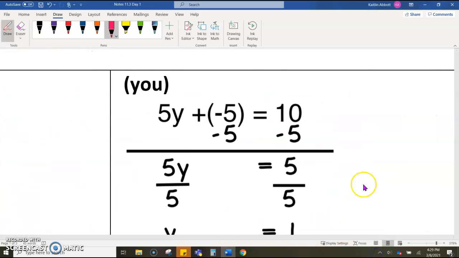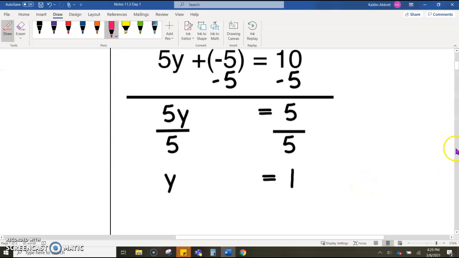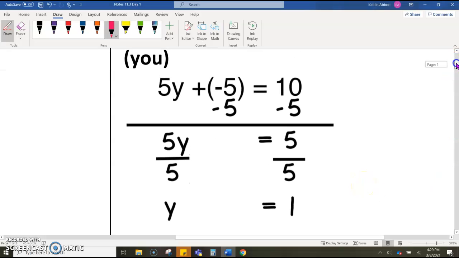Okay, now it is your turn to do your problem of the day on Nearpod. Here is your problem of the day. Find the error. What happened? What is the error in this problem? I believe there's only one error. Find it and tell me what this person should have done instead.